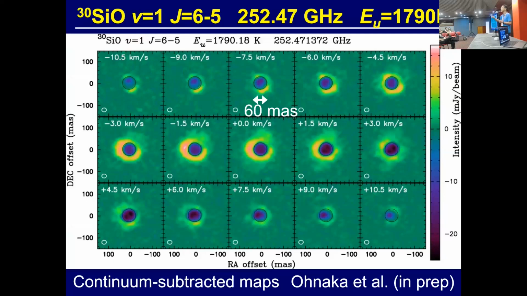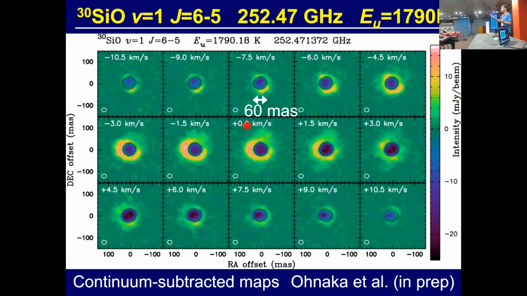This image shows the material moving toward us at 10 kilometers per second. And this is the image of the material moving with the same velocity as the star, mostly in the plane of the sky. And this is the image of the material moving away from us at 10 kilometers per second. And this black circle, maybe you might see it, shows the continuum size, 60 milliarcseconds. And these are continuum subtracted maps.